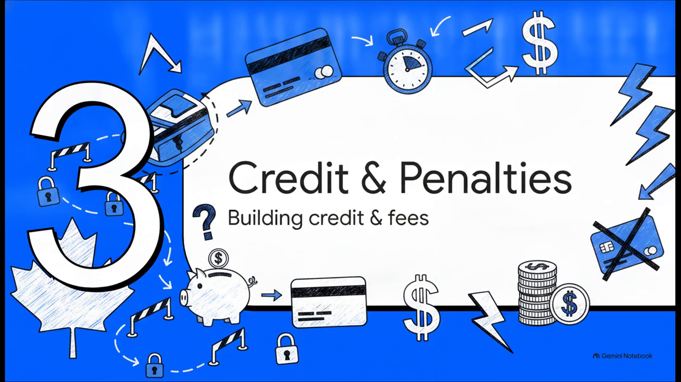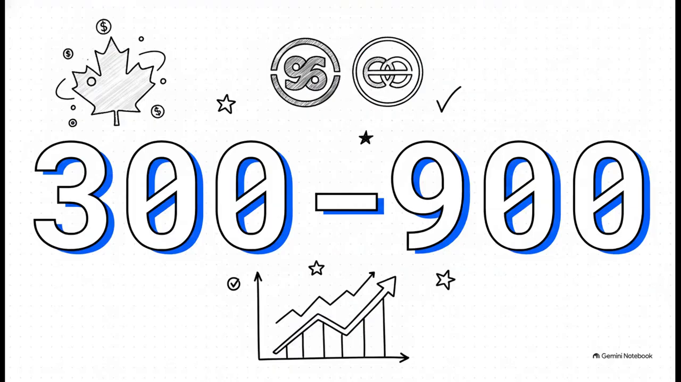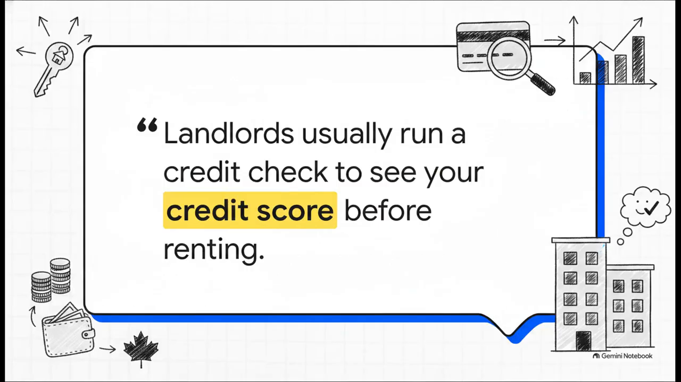Let's look at the hurdles of building credit. Okay, if you ever see a number on your exam falling between 300 and 900 in a financial context, they are definitely talking about a credit score. In Canada, the two major credit bureaus, Equifax and TransUnion, calculate your score strictly within this range. And here is a massive cultural context point for the exam.